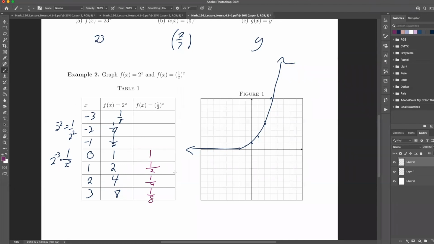Here, if I take one half raised to the -1 power, that's the same as 1 over 1/2. Well, if I flip and multiply, that's just 2. This becomes 4, and this becomes 8. Okay? And so here, graph that in.